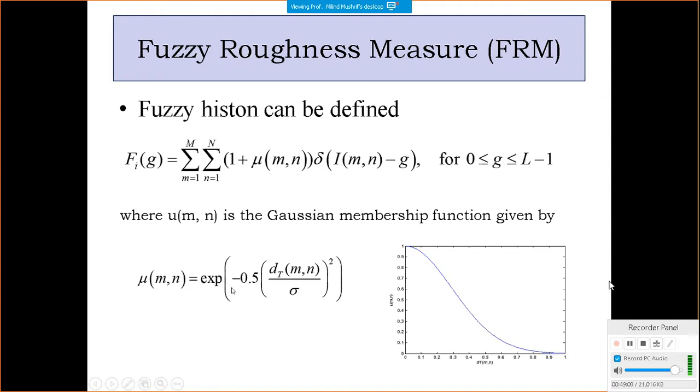This membership mu(m,n) is 1 if the intensity of the center pixel and the intensity of the pixel in the neighborhood are exactly the same. In that case mu(m,n) will be 1, and otherwise it will go on exponentially decaying. Here the advantage is that we need not define the expanse.